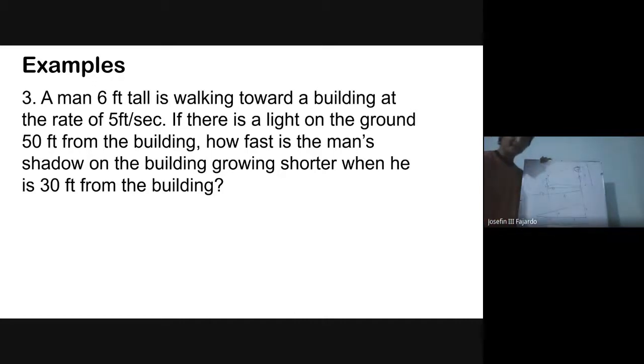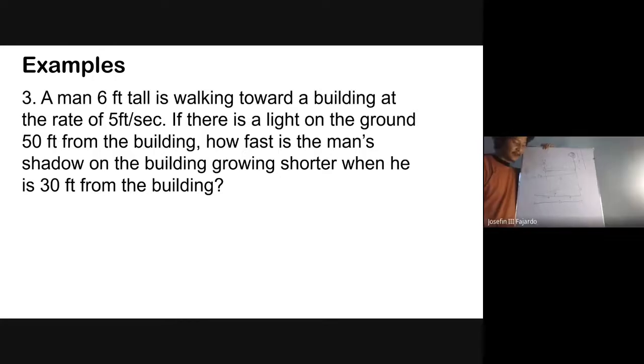Ayun, namatay. Hindi ako nagbayad ng kuryente kaya namatay. Okay? Yeah. Malinaw ba guys? Ayan, wala na naman akong kausap. Woo! Hello?